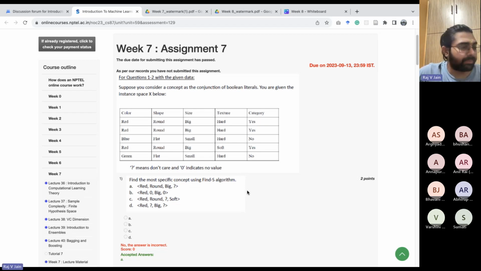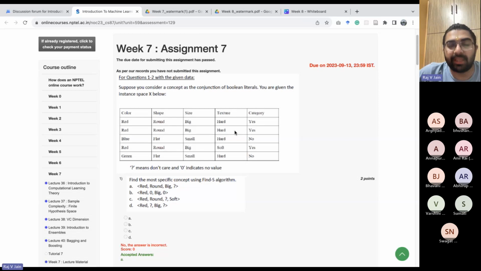Post that, go for the first record which has the category yes, then replace them with the values it has. So replace color with red, shape with round, size with big, and texture with hard. At the end of round one, it will be red, round, big, hard. Then you move on to the second one with category yes, and since it has the same values, they stay the same. Next we ignore the third row since its category is no.